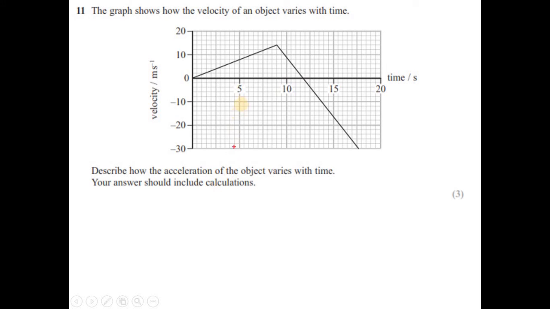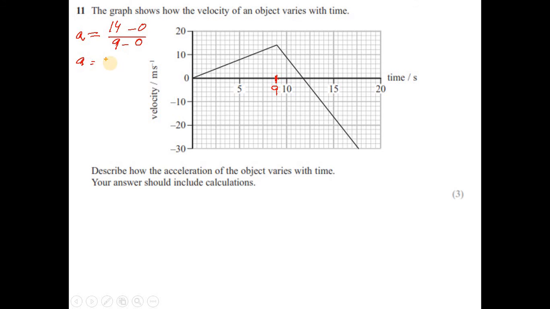So if you see that initially from 0 to 9 seconds, the object is accelerating, and you can figure out the acceleration using some calculation. In the first interval, 0 to 9, your acceleration is positive, which is 14 minus 0 divided by 9 minus 0. So y2 minus y1 upon x2 minus x1.